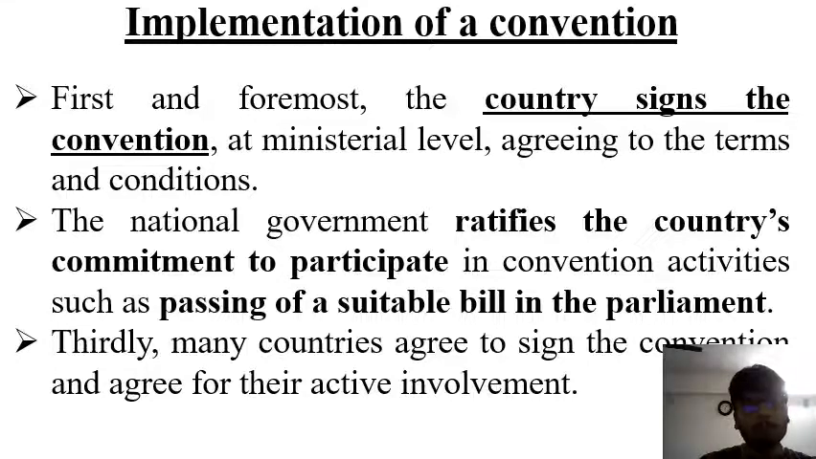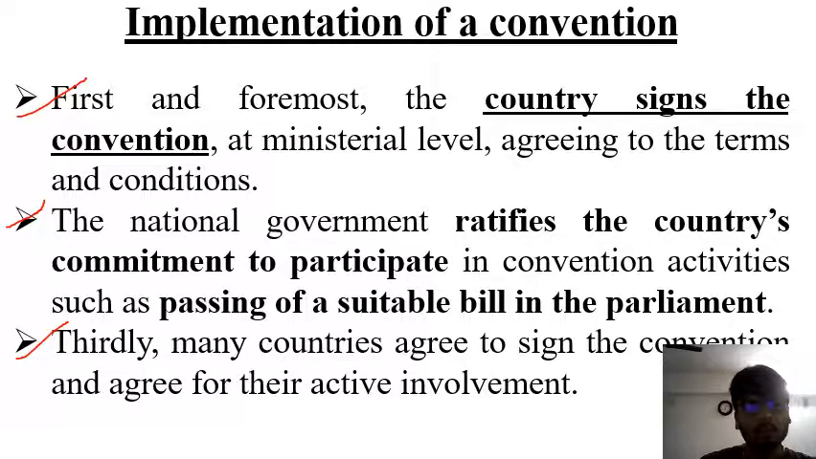Now, implementation of a convention. First and foremost, the country signs the convention at ministerial level, agreeing to the terms and conditions. Next, the national government ratifies the country's commitment to participate in convention activities, such as passing a suitable bill in the parliament.